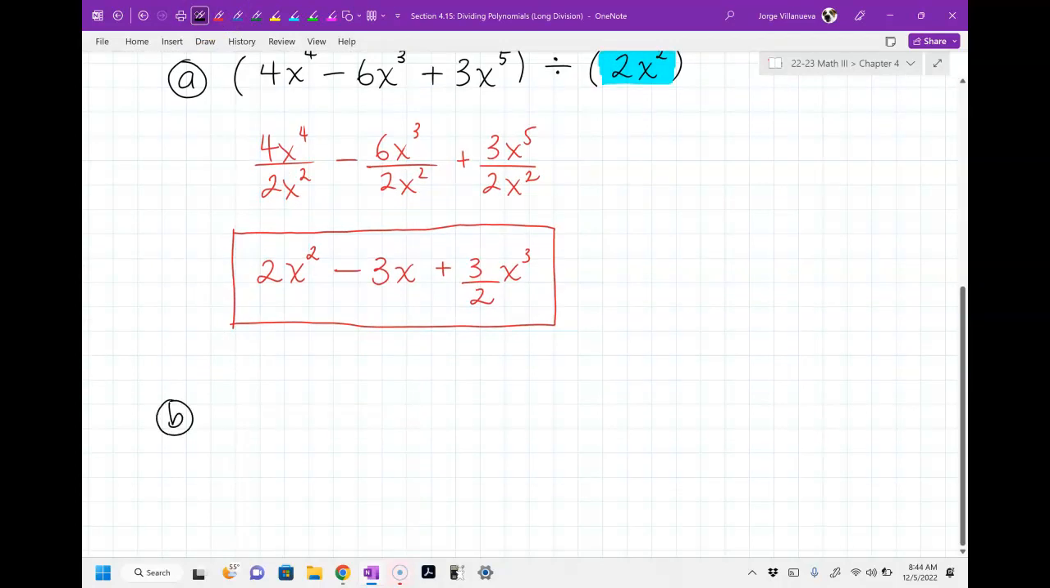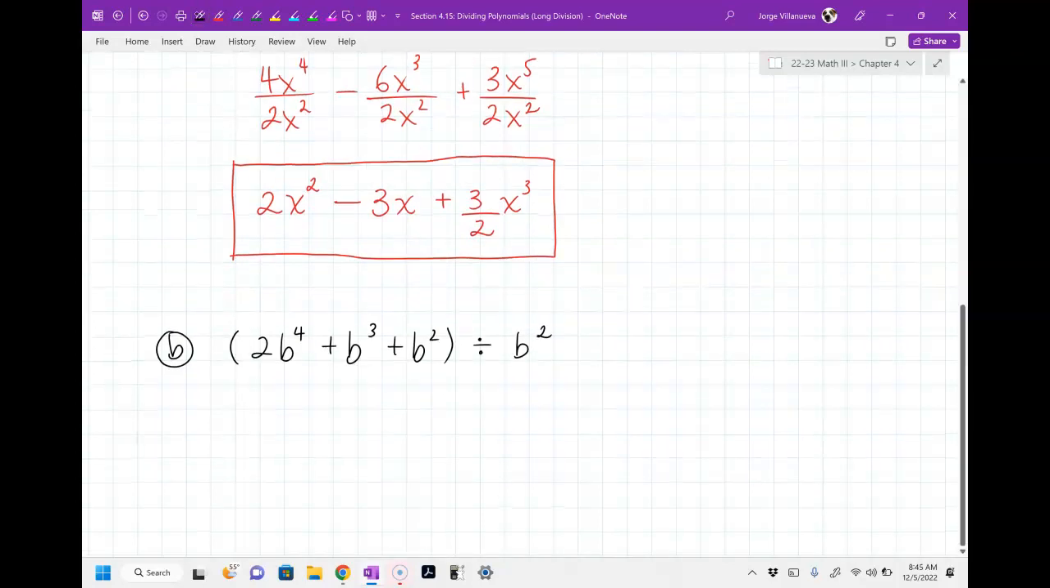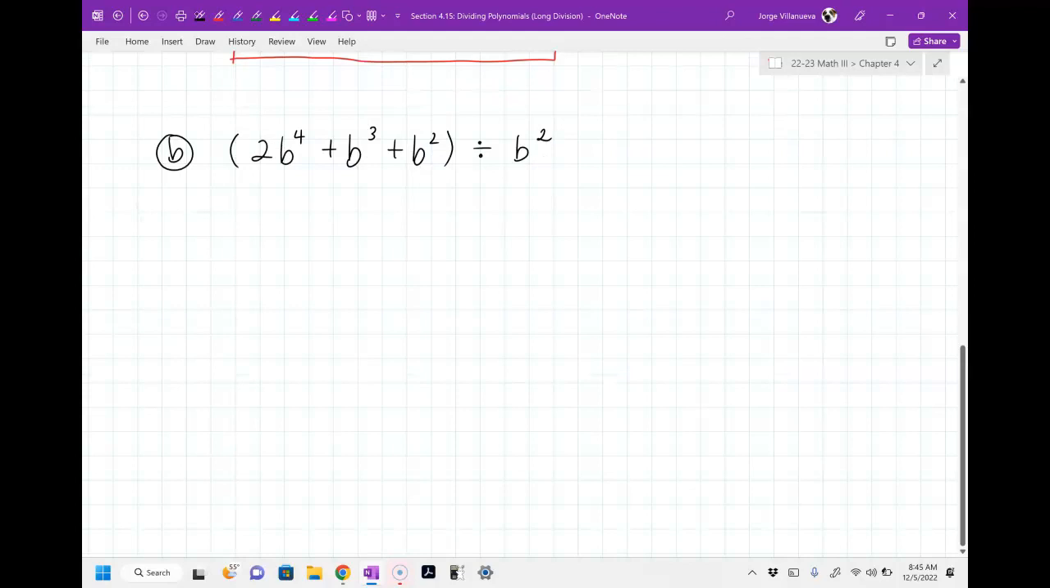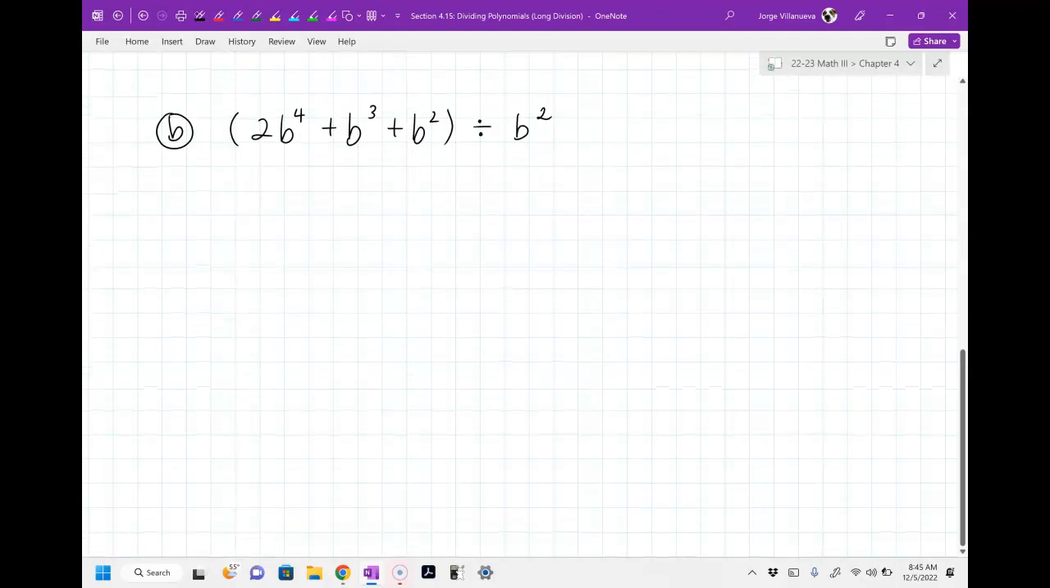So again, this is from your homework. 2b to the 4th plus b to the 3rd plus b squared, divided by b squared. So notice I'm dividing by a monomial again. Let me highlight that. One term division does not require long division. It's just when you get division by a binomial, 2 terms, then you have to do long division.